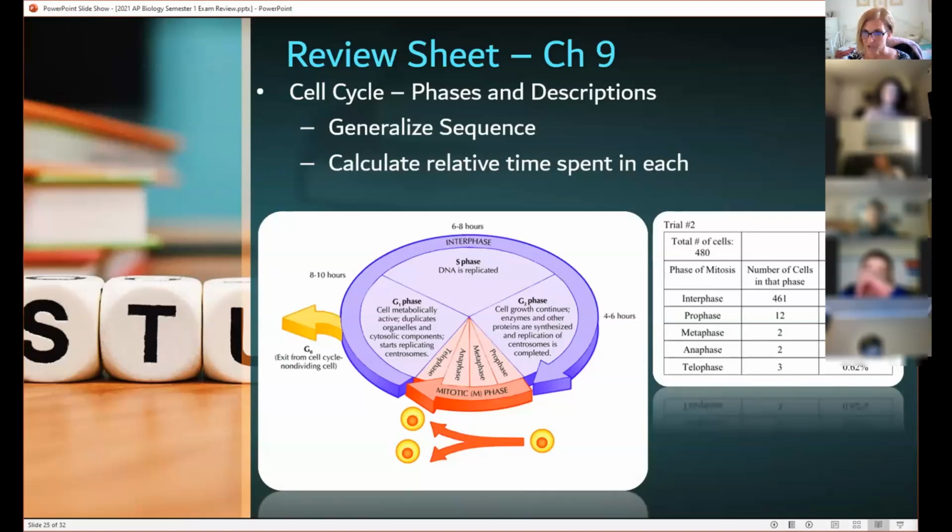Remember this lab. Looking at this, the majority of the cells were in interphase, which means it spends the majority of its time in interphase. It spent the least amount of time in metaphase and anaphase. So you don't actually have to calculate it out, relative time based on how many cells are in each phase or based on percentage. I can look at this and say the majority of the time is spent in interphase. The next phase that had the most cells was prophase, therefore it's the next longest phase. Okay.